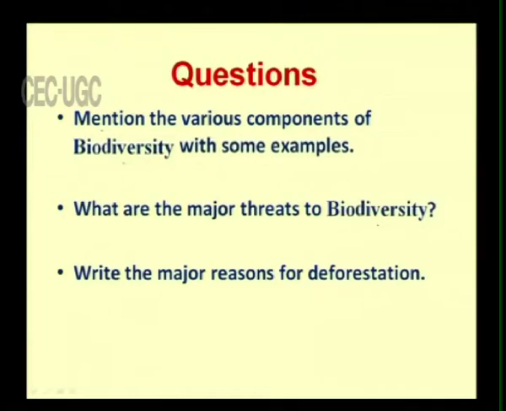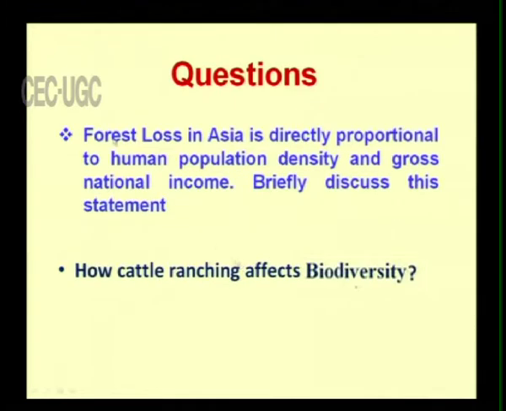Now, let us have some questions. First question, mention the various components of biodiversity with some examples. Second, what are the major threats to biodiversity? And third, write the major reasons for deforestation. The forest loss in Asia is directly proportional to human population density and gross national income. Briefly discuss this statement. And the last, how does cattle ranching affect biodiversity?